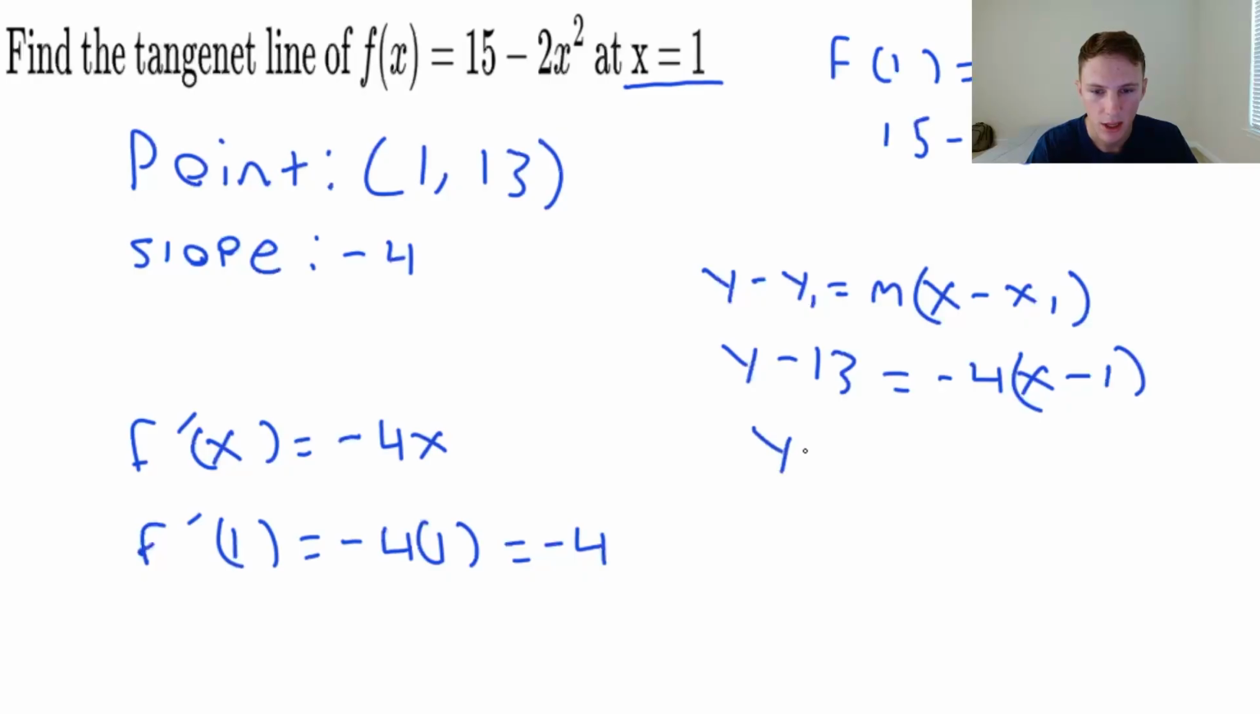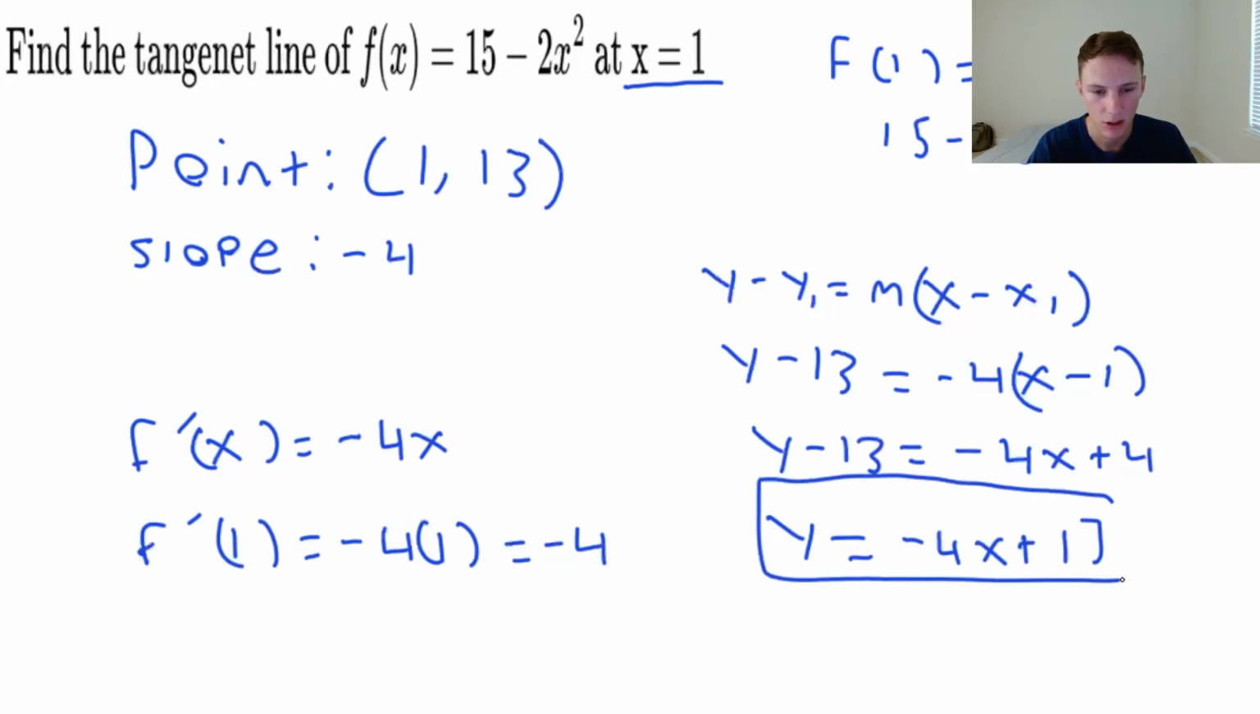But let's say you want to get it in y equals mx plus b form, then you would just distribute that negative 4 in. So that'll be negative 4x plus 4. And then you just add the 13 over to the other side, and then you're left with y equals negative 4x plus 17. So there you go.